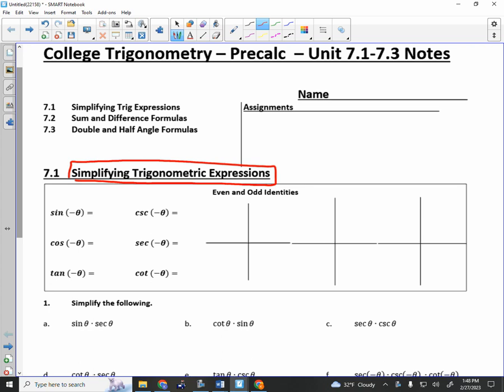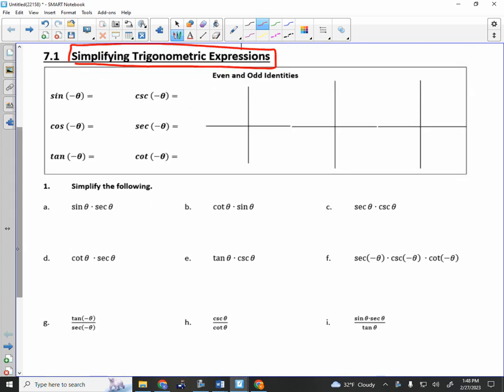Ready? We start with even and odd identities. So notice how I have sine, cosine, and tangents, but they have negative angles, right? First thing you're going to learn today is we don't leave negative angles. We see what happens to these negative angles. Sometimes they disappear. Sometimes they move out front. And they have to do with what we call even and odd identities.